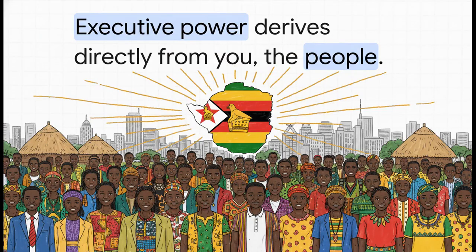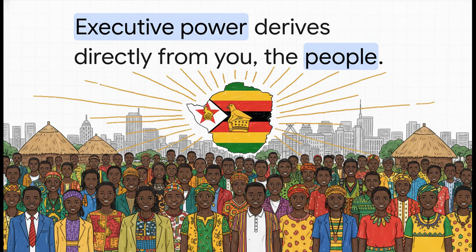Now, balancing power and protection is really important. Section 98 says the president actually has immunity while in office. This means they are protected from being dragged into civil or criminal court for personal things while they're trying to run the country. It lets them focus entirely on the job.